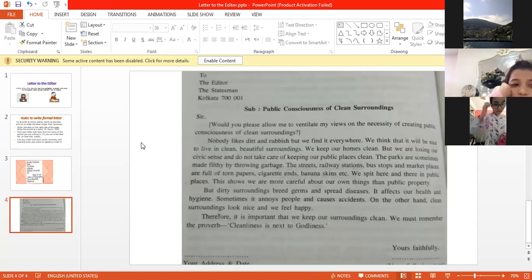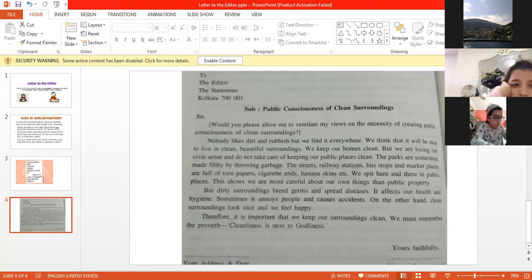On the other hand, clean surroundings look nice and we feel happy. Therefore, it is important that we keep our surroundings clean. We must remember the proverb, cleanliness is next to godliness. Yours faithfully, here she wrote. The signature on the yours faithfully, you can write sincerely, you can write yours only. Yours faithfully, and then here her name, but it is not clear.